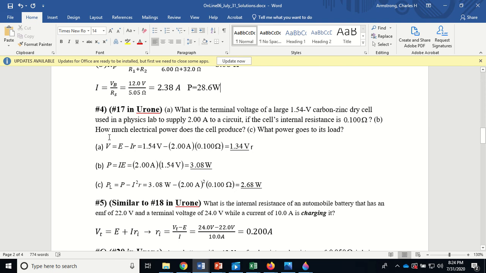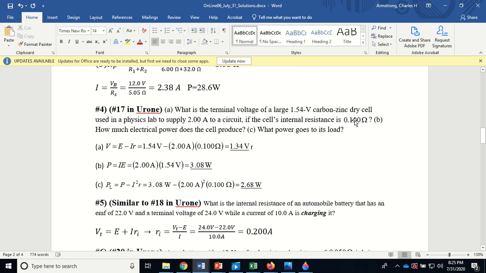Okay, so the terminal voltage equals the EMF minus the current times the internal resistance. We're expecting to get 1.54 volts. What is it? Okay, so EMF is 1.5. We're looking for the terminal voltage. The EMF, the E there, is 1.54 volts, but minus what we lose across the internal resistance.